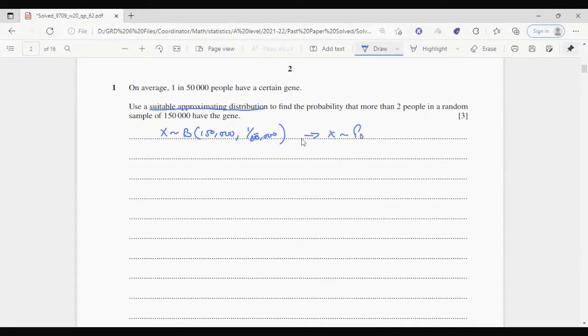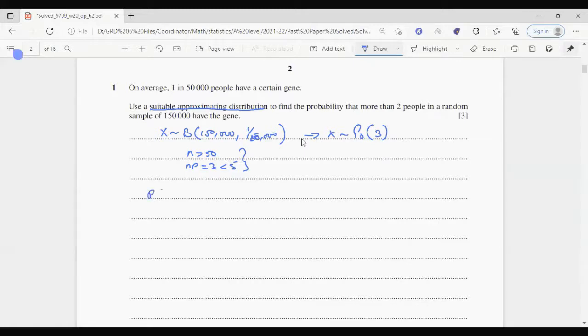a Poisson distribution with the parameter lambda. Your lambda is n times p. Hence it becomes 3. Now, what is the reason? N is greater than 50, and np is equal to 3, which is less than 5. So this condition will help you to use Poisson distribution.